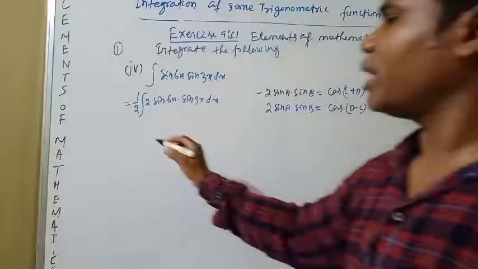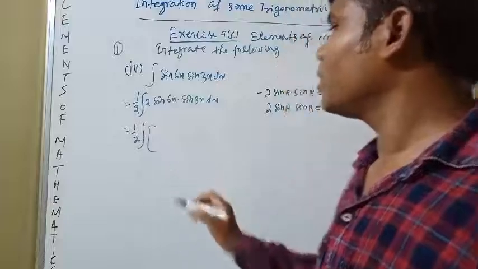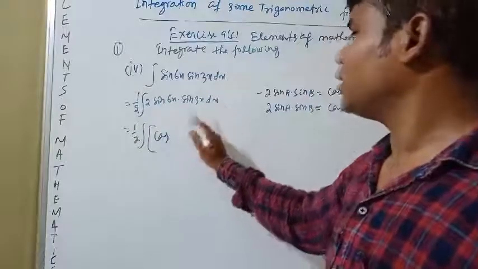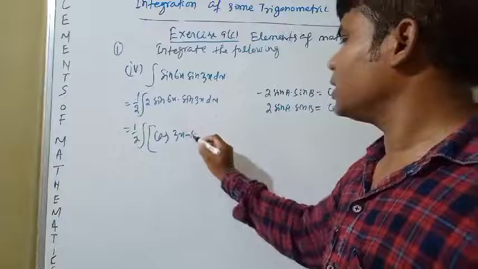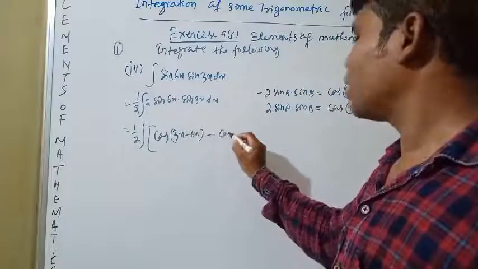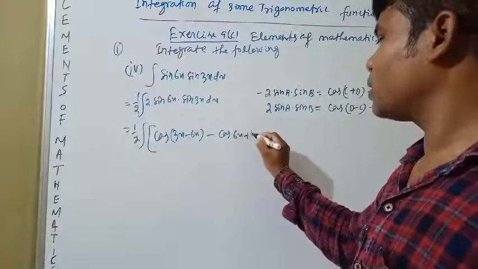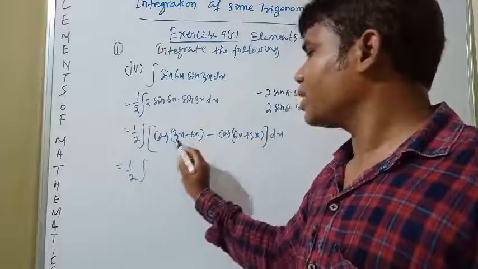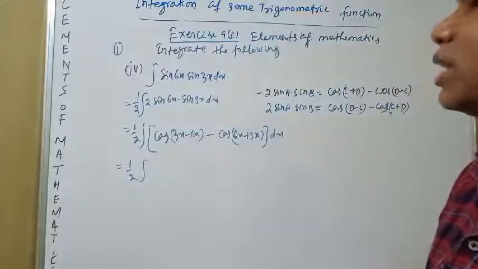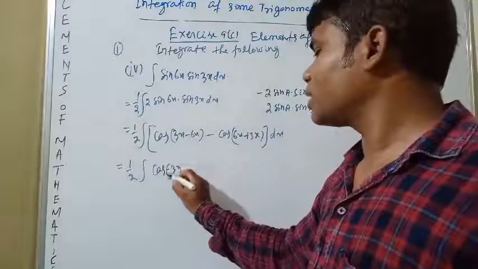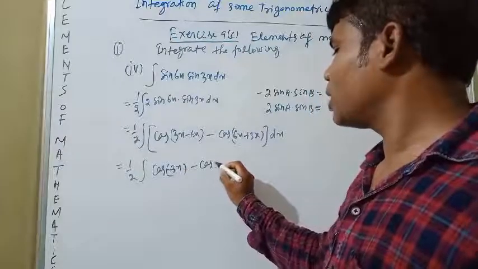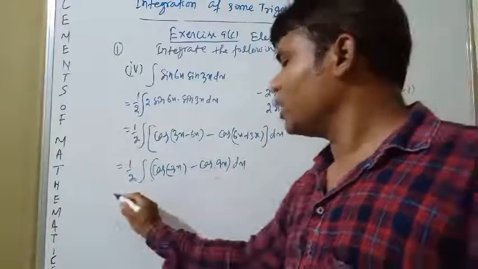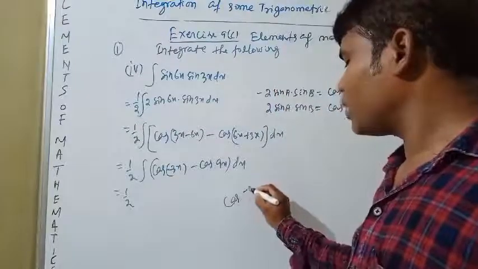Okay, so here you write half integration of cos(d minus c), that is cos(3x minus 6x), minus cos(c plus d), 6x plus 3x, dx, is equal to half integration of cos(3x minus 6x), that is cos(minus 3x), minus cos 9x, 6x plus 3x is 9x, dx.